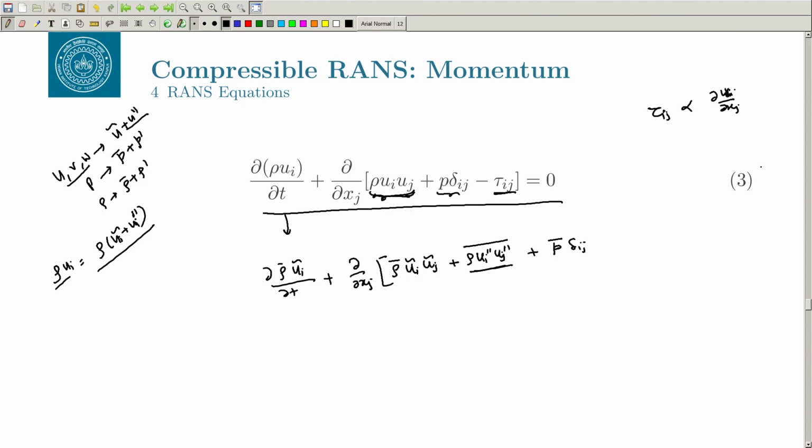So, tau_ij can be written as 2 mu S_ij star, which is nothing but mu times (del u_i by del x_j plus del u_j by del x_i minus 2 by 3 delta_ij del u_k by del x_k). This is what our momentum equation is. Now, for u, you use u_i equal to u_i tilde plus u_i double prime, and then you take an average of that.